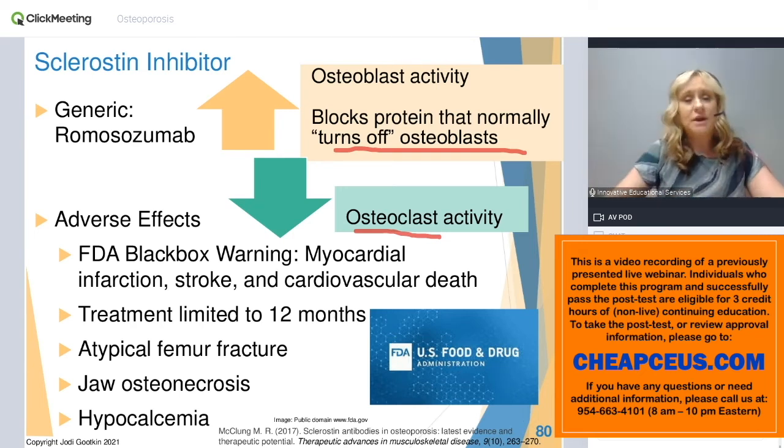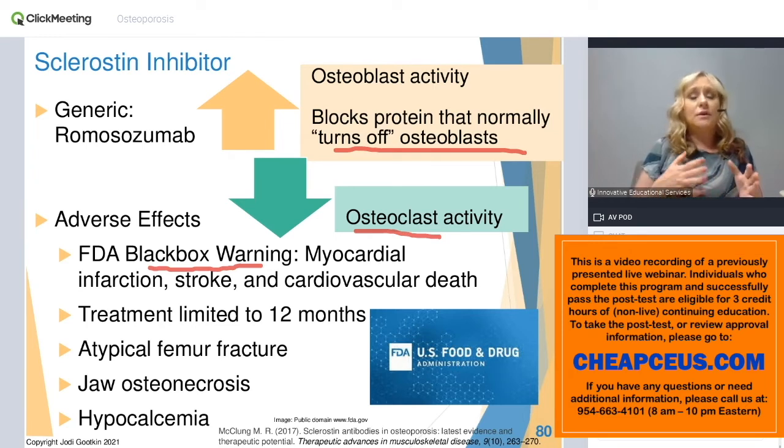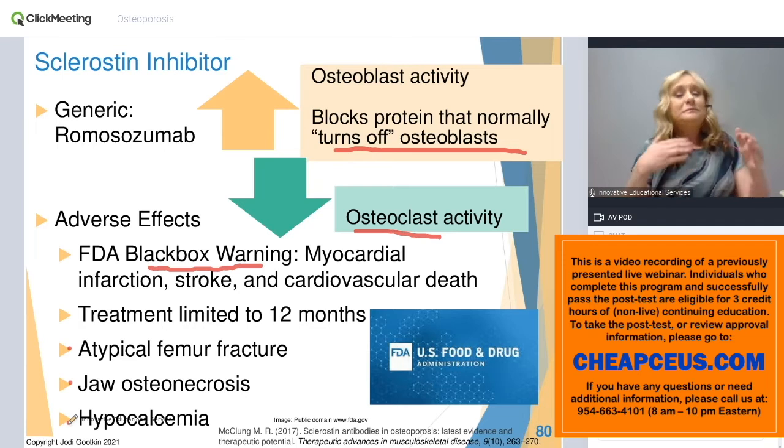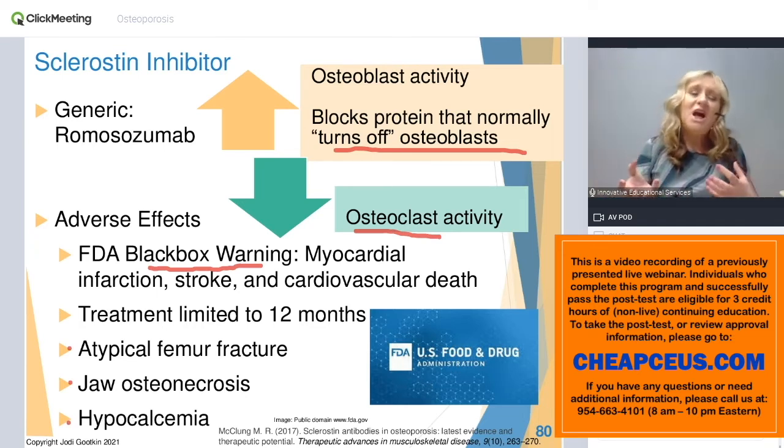Another black box warning from the FDA with this medication: if the individual in the past 12 months has had a myocardial infarction, stroke, or cardiovascular event, they are not a good candidate for this medication because they tend to see increased complications in those areas. In addition to atypical femur fracture, jaw necrosis, and hypocalcemia. This medication does seem to pull in a lot of the adverse effects from all the other medications that we have discussed. So it might have you wondering who's even going to take it.